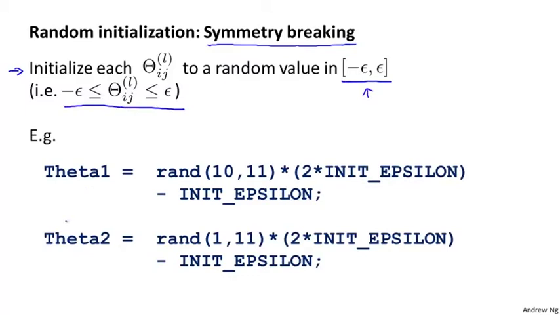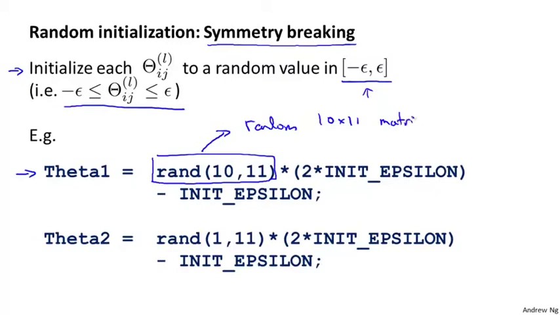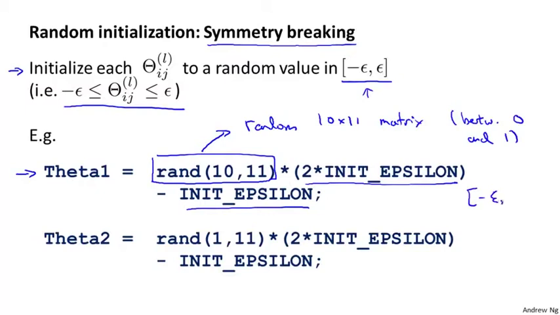The way I write code to do this in Octave is I might set theta1 to be equal to this. So this rand(10,11) is how you compute a random 10 by 11 dimensional matrix, and all the values are between 0 and 1. So these are going to be real numbers that take on any continuous values between 0 and 1. And so if you take a number between 0 and 1, multiply it by 2 times init epsilon, then subtract init epsilon, you end up with a number that's between minus epsilon and plus epsilon.